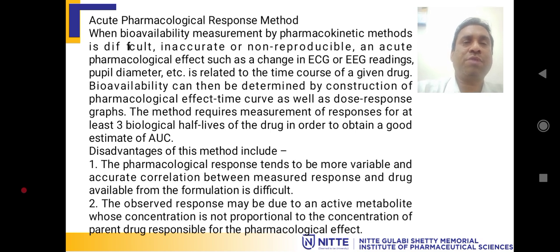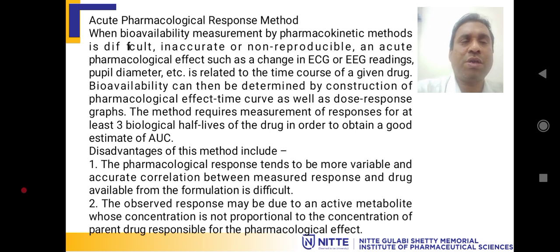Acute pharmacological response method. This is used where bioavailability measurement by pharmacokinetic methods is difficult, inaccurate, and non-reproducible. An acute pharmacological response such as change in ECG or EEG reading, pupil diameter, etc. is related to the time course of a given drug. Bioavailability can be determined by construction of pharmacological effect-time curve as well as dose-response graph. The method requires measurement of responses for at least 3 biological half-lives of the drug in order to obtain a good estimate of AUC. What are the disadvantages of this?